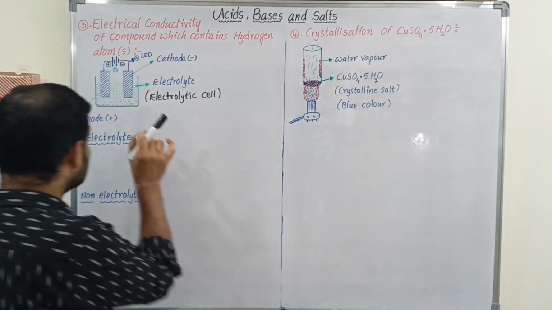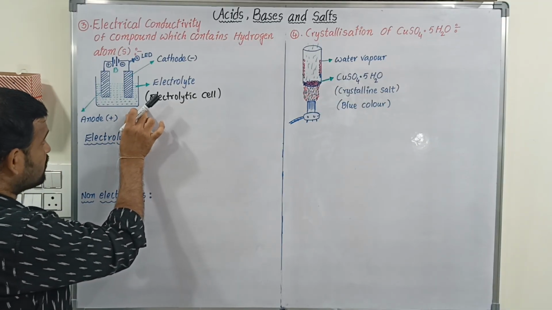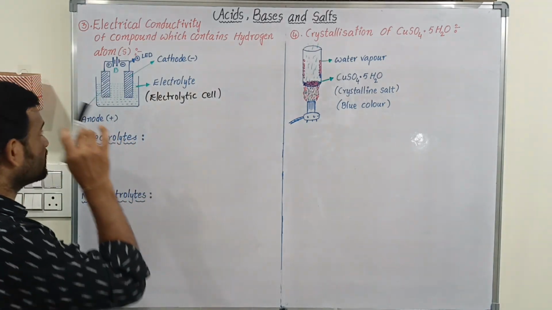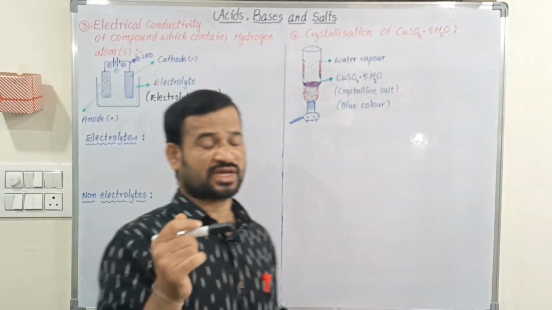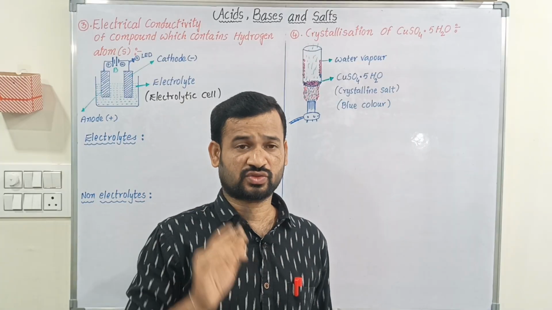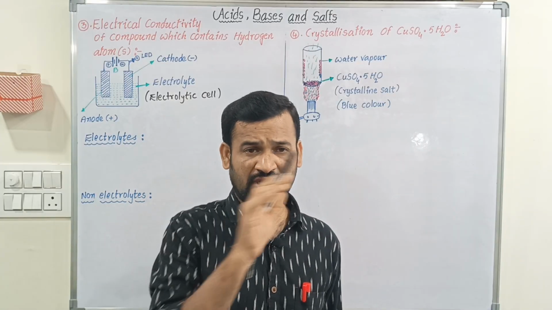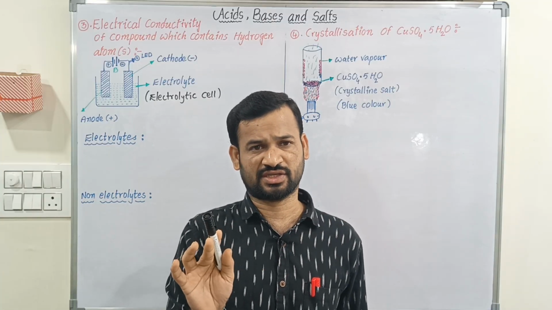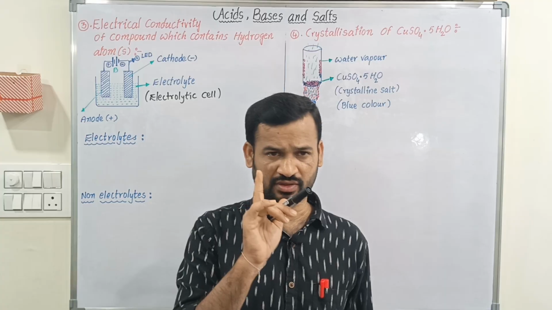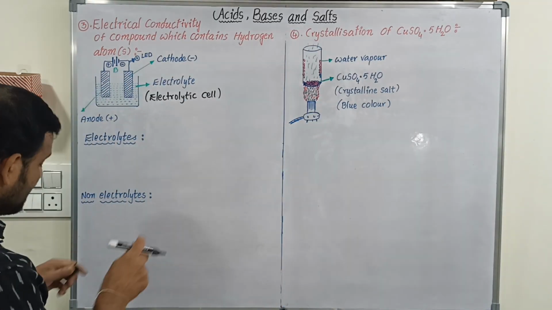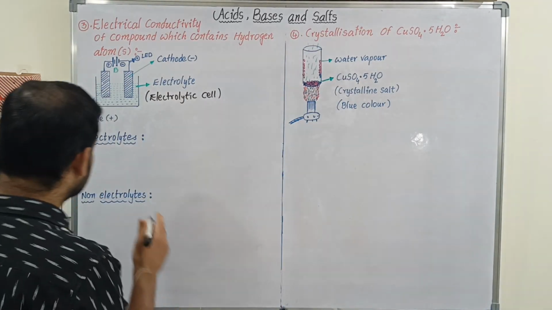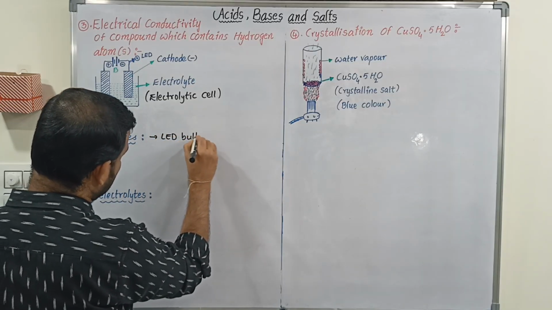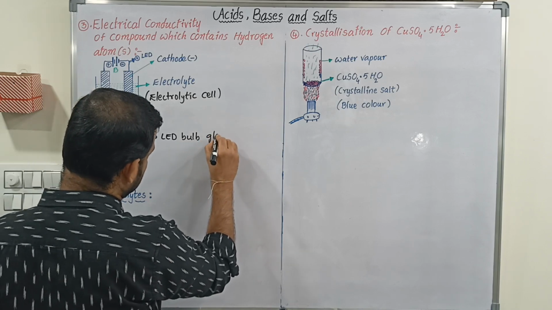So here for that I have taken that kind of electrolytic solution in the electrolytic cell. So whenever we pass the electricity through it, that will be ionized into H plus ions and its anions. So that is called acid. So all compounds which are having hydrogen do not conduct electricity, means they are not called as acids. So for that here electrolytes means which conducts electricity. So LED bulb glows.